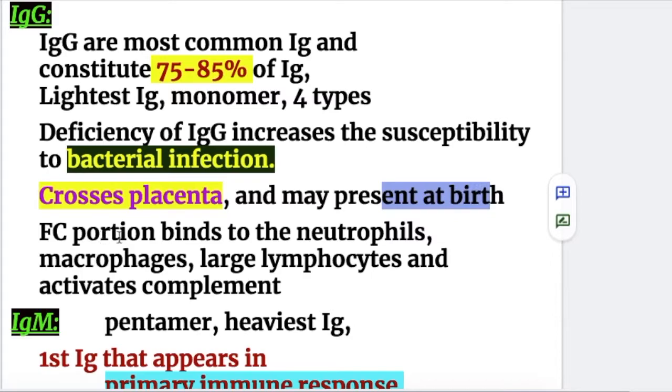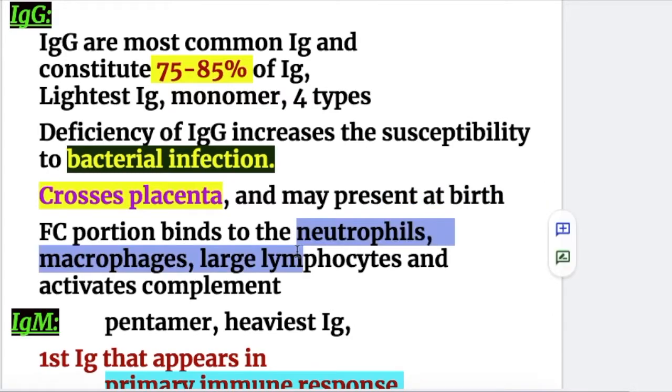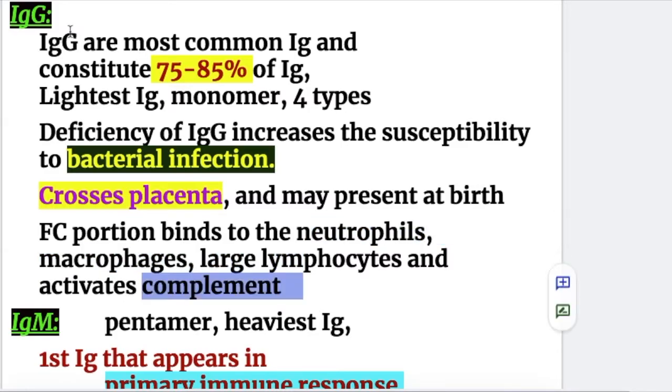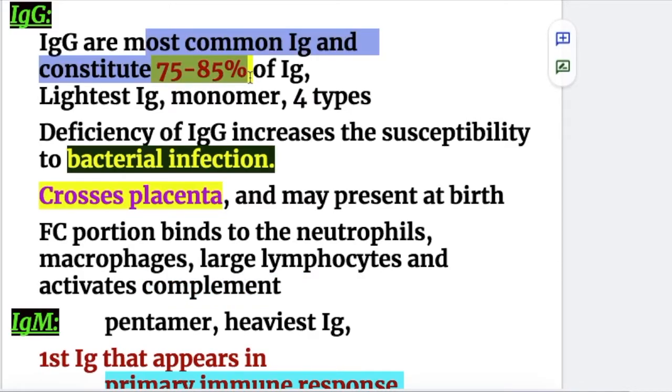The Fc portion of IgG binds to the neutrophils, macrophages, large lymphocytes, and activates complement. So immunoglobulin G are the most common and the lightest ones and constitute 75 to 85% of immunoglobulins, and their deficiency causes bacterial infection. It crosses the placenta and it binds to the different cells and activates complement.